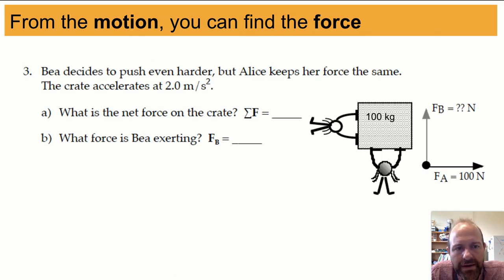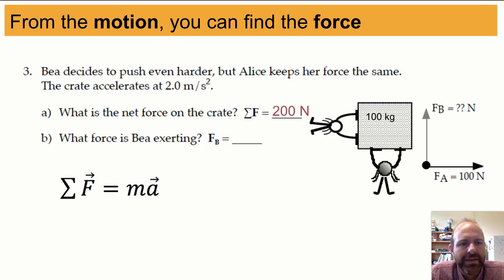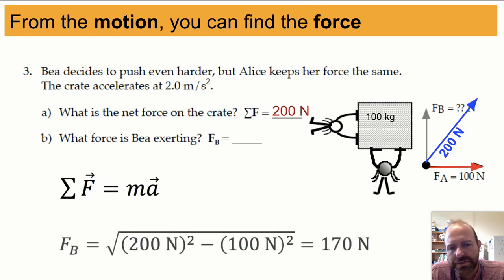What if instead we have measured that the pushing has caused the crate to accelerate at 2 meters per second squared? Well, for that, we can use net force equals mass times acceleration to find the net force of 200 newtons. It's going to be at some angle. And we have one component there, the applied force from Alice pushing to the right, and the missing force is the force that B applies. And so we're going to use the Pythagorean theorem to find the missing side of that triangle, 170 newtons.